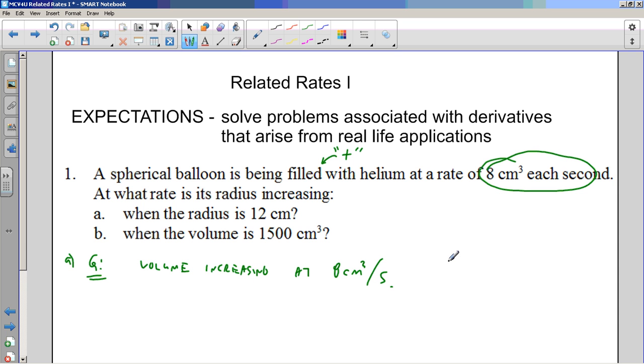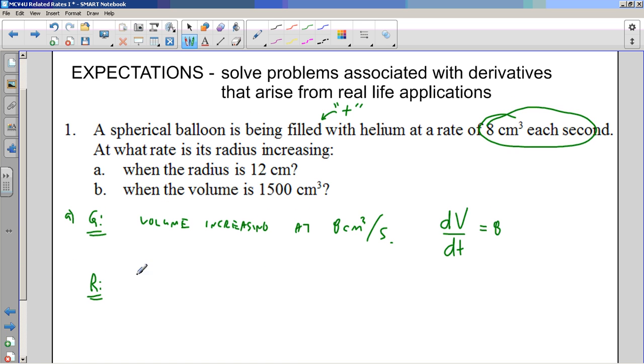Well, what is that in symbols? That's the volume, the change in volume with respect to time is equal to 8. And that's not at a specific point. That's always true. Okay, dandy. What else are we given? Or what's required? We want to find at what rate is its radius increasing. What rate is the radius increasing? Well, that's dr by dt, dr by dt when the radius is 12.